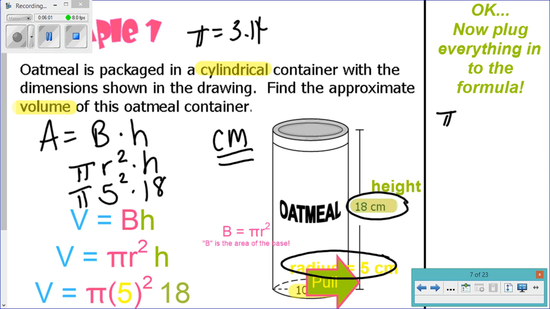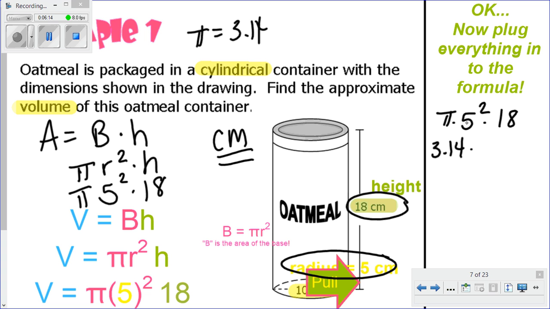So pi times the radius, which we said was 5, squared, times the height, which is 18. So the first thing we do, order of operations, we're going to estimate this 3.14 times 5 squared is 25, and then we still have times our 18. Now, if you'd like, you can use your calculator at this point so that you can find exactly what you need.